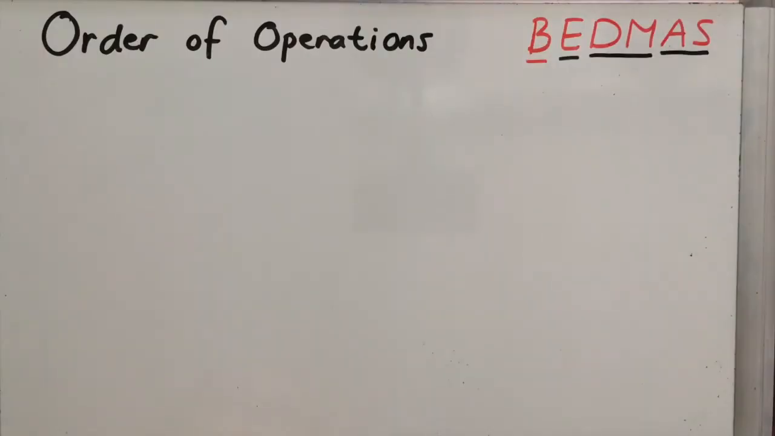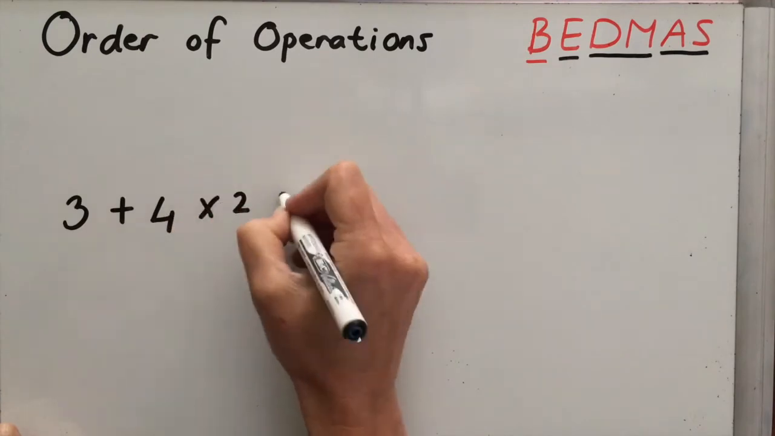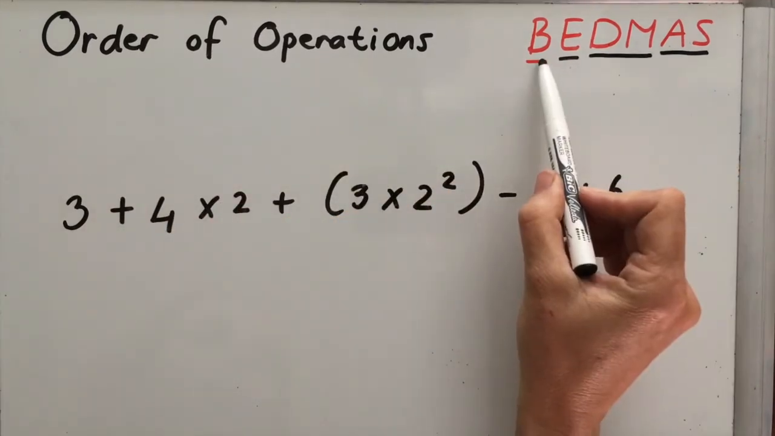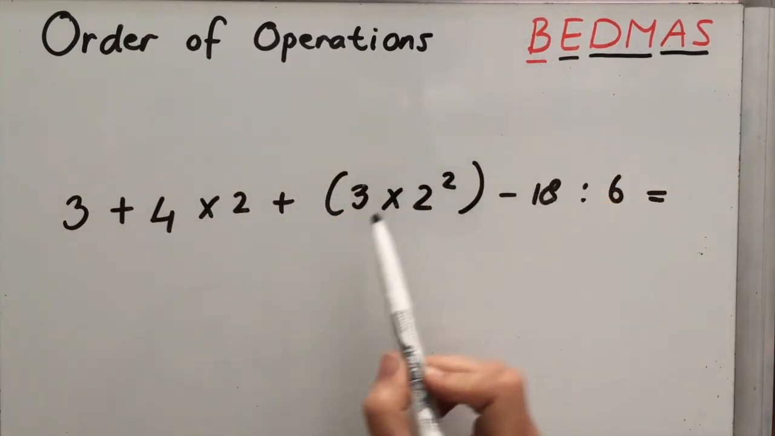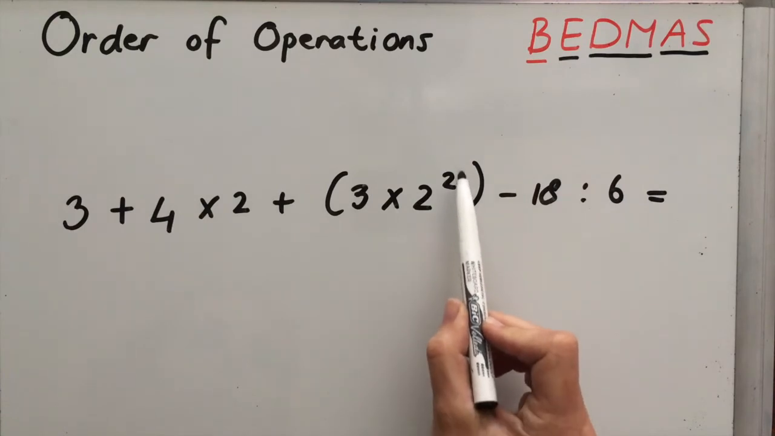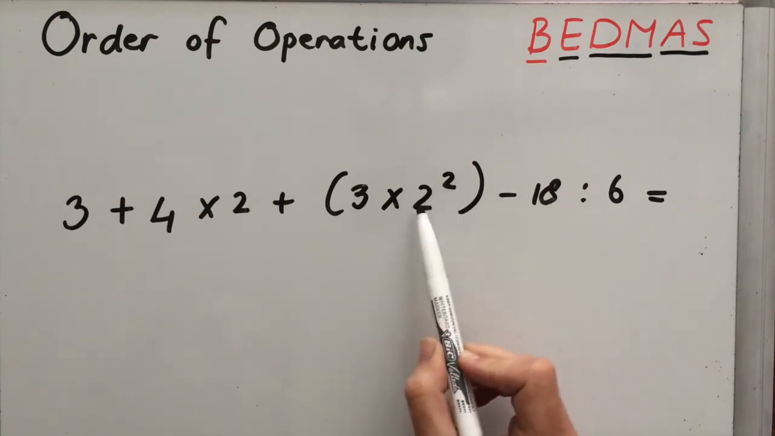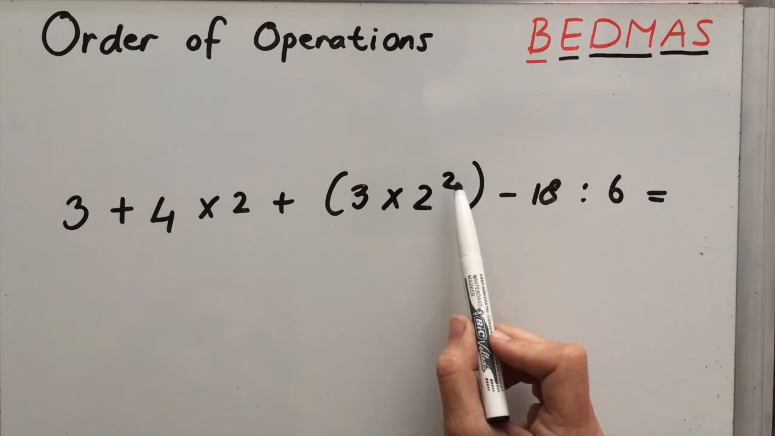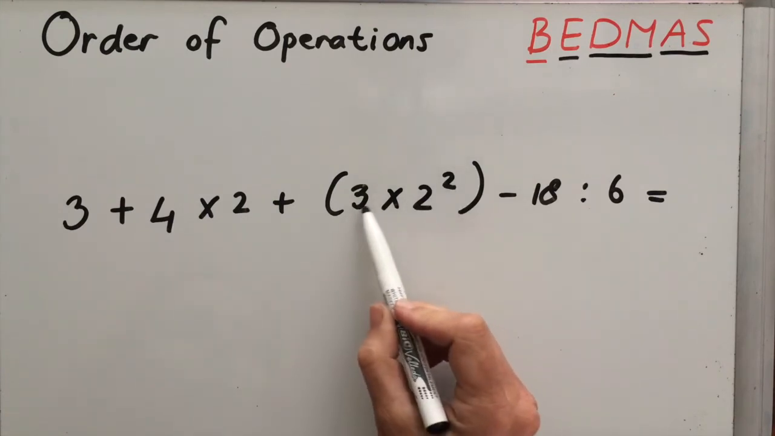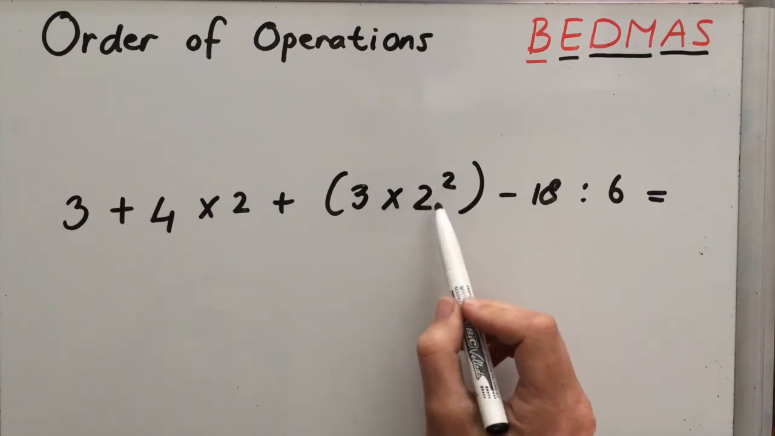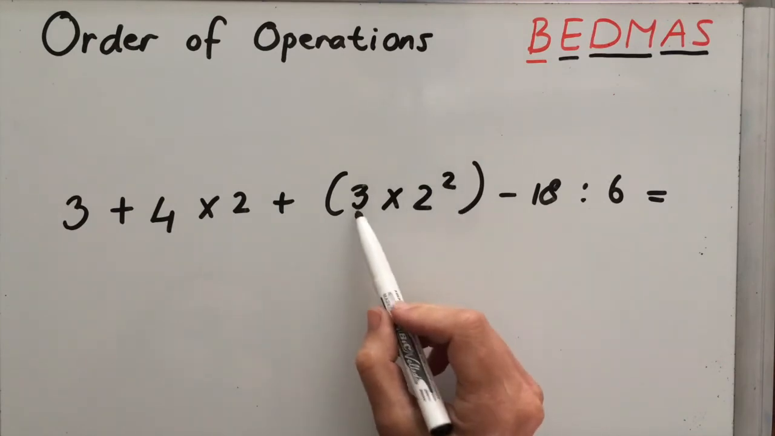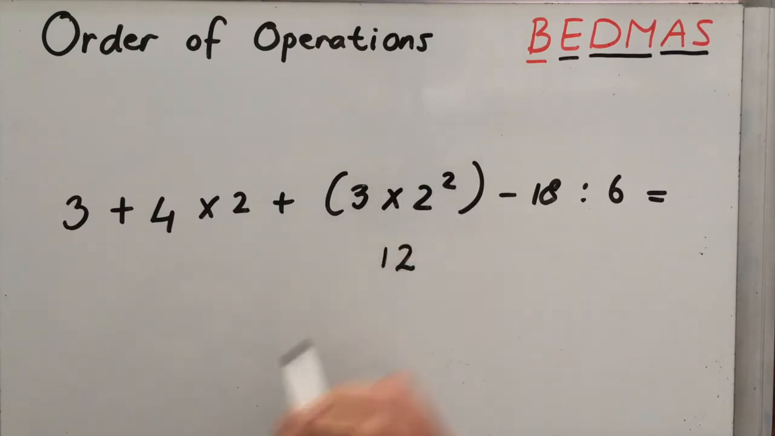Now let's solve one large problem that contains all of these types of operations. I have to start with everything between brackets, which is this part. However, there's also an exponent in there, so I have to solve this before I can continue. So this will be 3 times 2 squared. 2 squared is 4, so this will be 12.